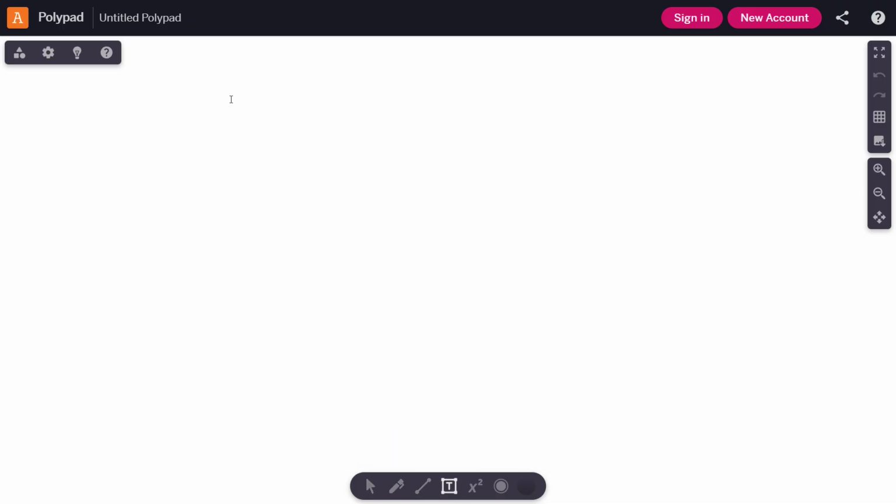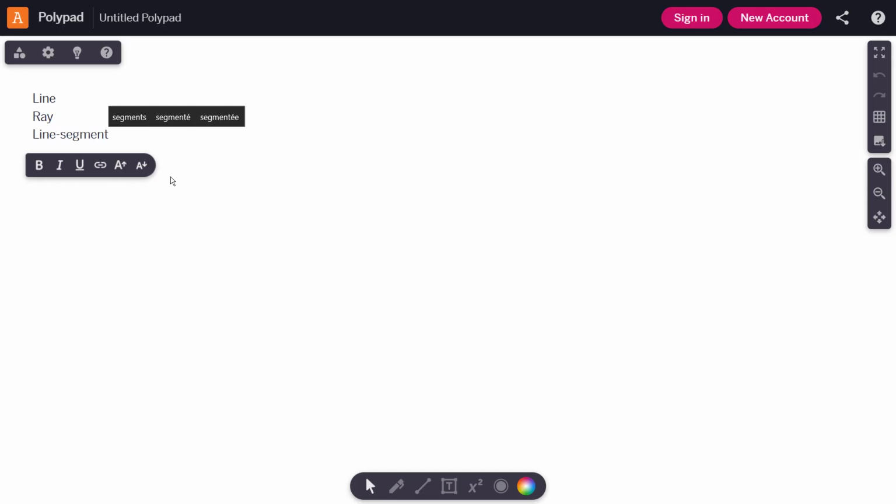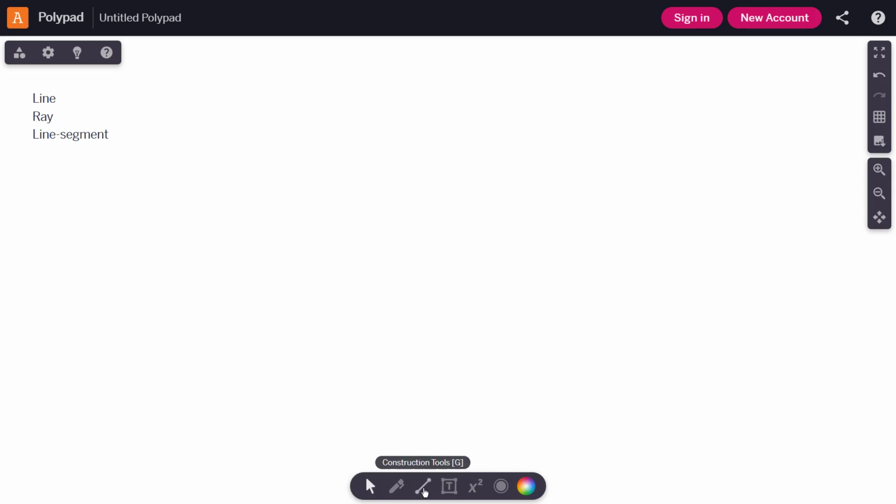Okay, today I'm gonna start by learning the difference of line, ray, and the line segment. What is a line? A line is simple.